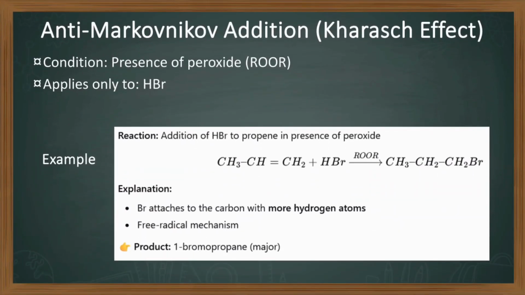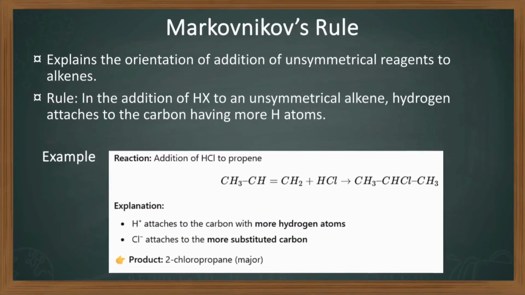The next one is anti-Markovnikov addition. This is an exception to Markovnikov's rule. In this case, we take the same propene, hydrogen bromide is used, and we take peroxide. In the presence of peroxide, hydrogen bromide adds across the double bond, not as expected by Markovnikov's rule, but opposite to what it says. See here, H adds to the carbon which has fewer hydrogens, and bromine adds to the carbon which has more hydrogen atoms. So 1-bromopropane would be the major product.